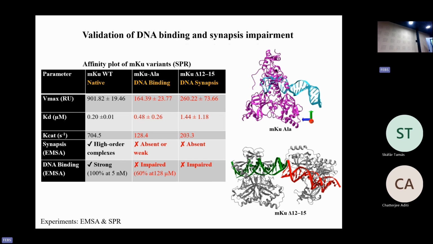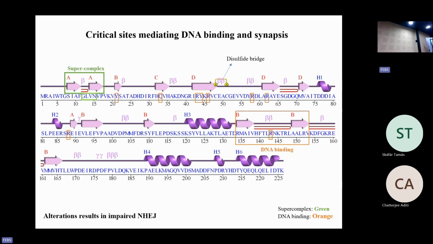In EMSA-based experiments, we either couldn't see any complex forming, or the complexes were a bit smudgy or absent. So that proves that these mutations in the synaptic interface and the DNA binding pocket or core do impair the protein of two main functions. Number one, the synapse formation, which is residues 12 to 15, and number two, the DNA binding. And these 2 functions are critical for the protein and for NHEJ, because it's the rate limiting step of the repair process.